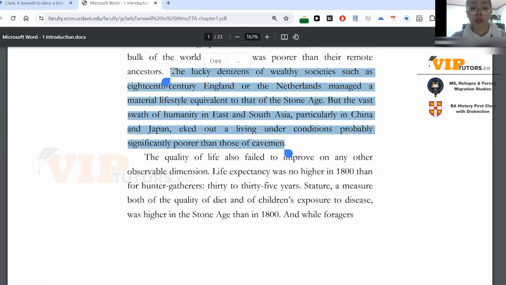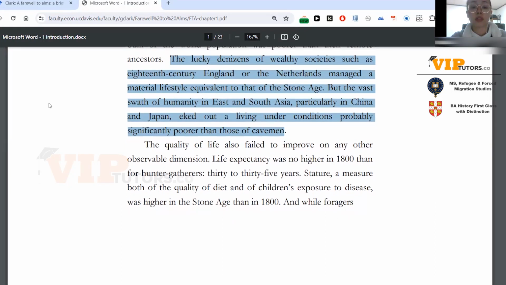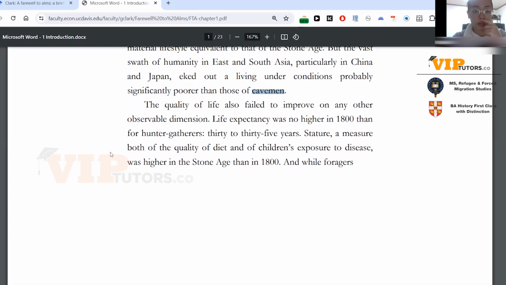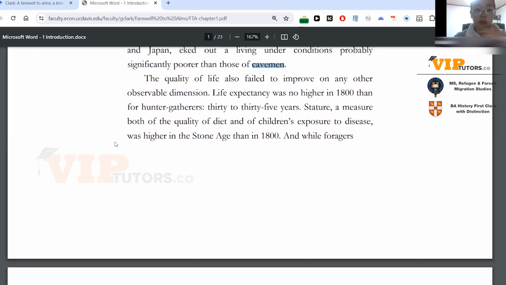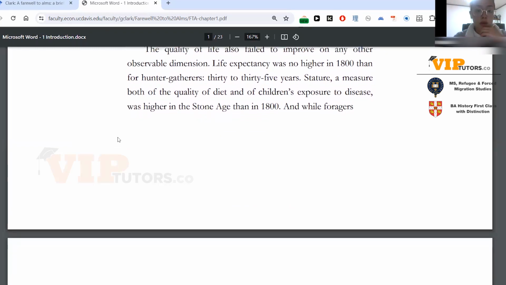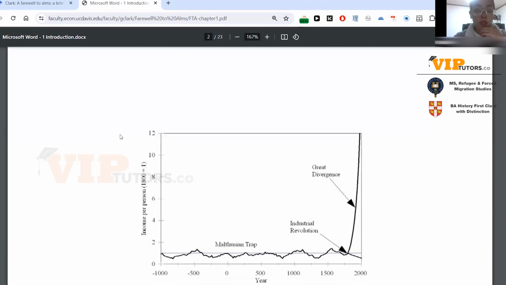very bold claim, which I've highlighted. England and Netherlands compared to East and South Asia, for example, China and Japan. And these kinds of very almost flowery statements, like significantly poorer than those of cavemen, you can cite that, and I think that's quite a catchy thing to cite as well, because then you can argue it when you're writing your essay.